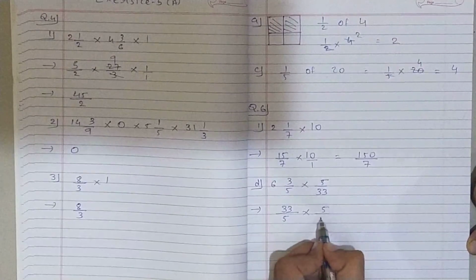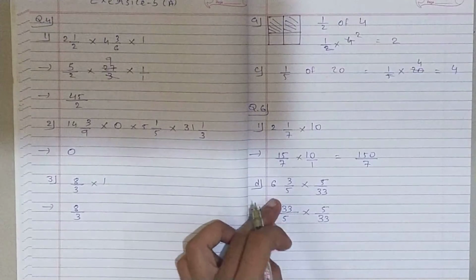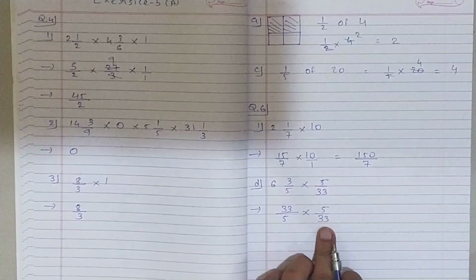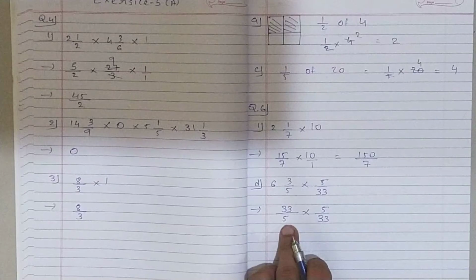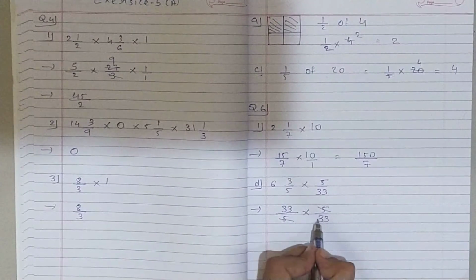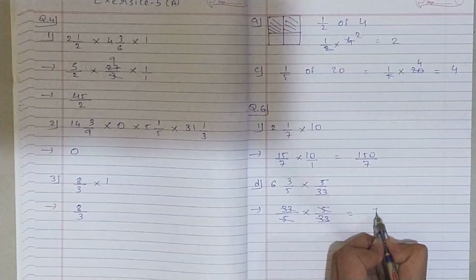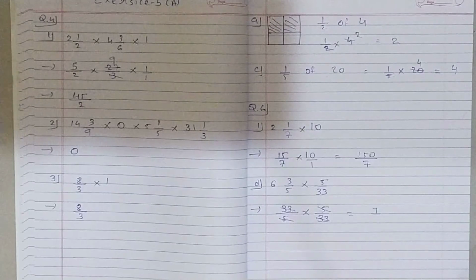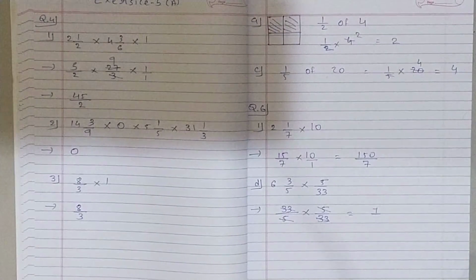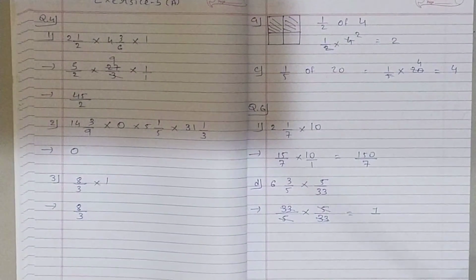Okay, here you can see, whatever the numerator is in one term, it is in the denominator of the other term. Whatever denominator is here in one term, it is in the numerator of the other. So 5 and 5 get cancelled, 33 and 33 get cancelled. Here the answer is not 0, the answer is 1. In a multiplication, if all the terms get cancelled or cut out, the answer will not be 0, it's 1. Okay, remember that the answer is not 0, it's 1.